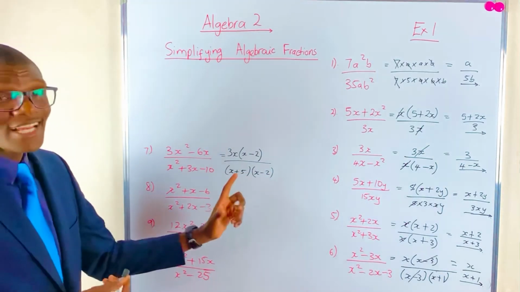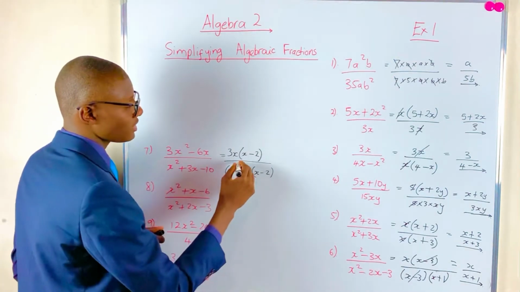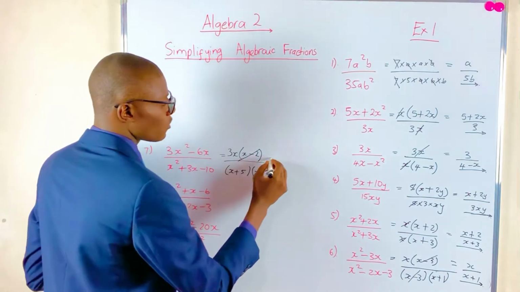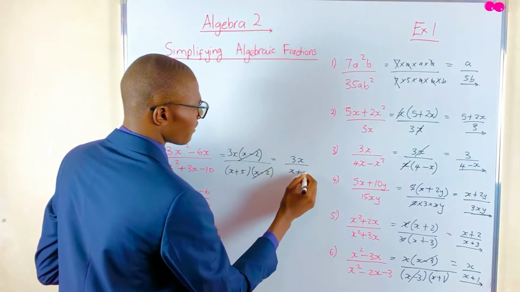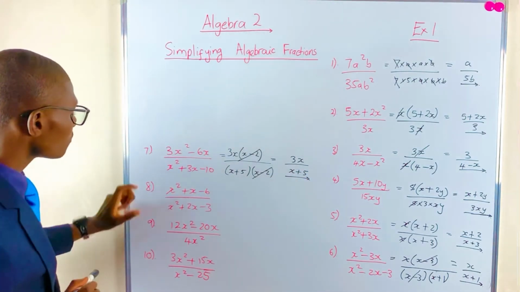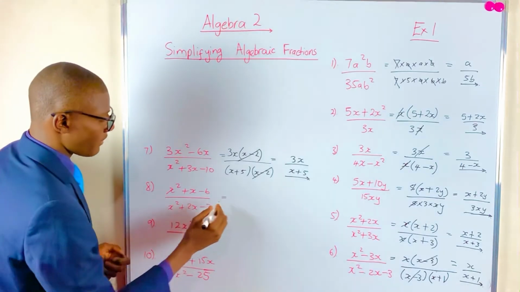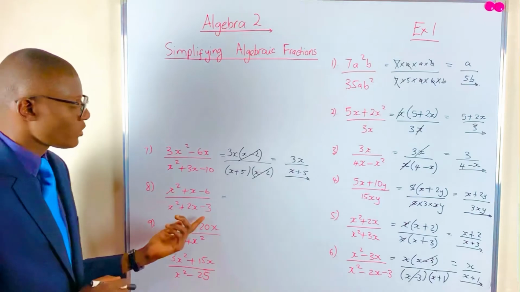So we can clearly see that x minus 2 is common in both the numerator and the denominator. So x minus 2 we cancel, and we remain with 3x over x plus 5. So this is the final result that we get. Now moving on to number 8: x squared plus x minus 6 over x squared plus 2x minus 3.